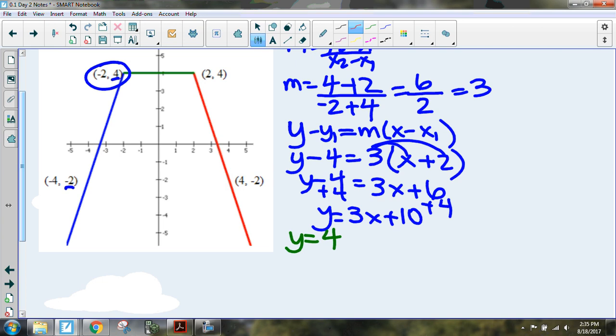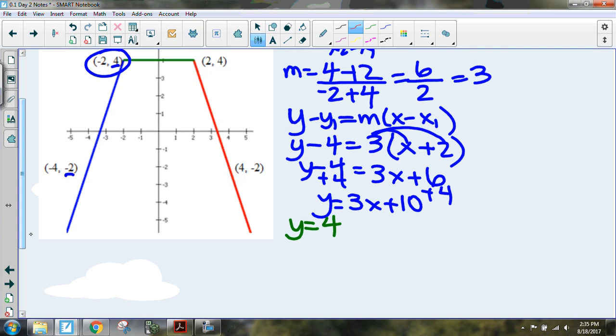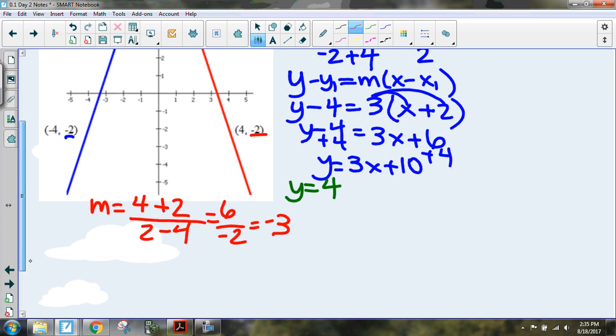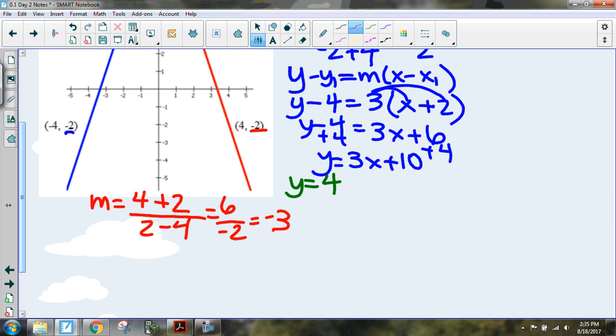So that one's not too bad. Then we want to find the equation of the red line. So, again, we're finding slope. We have 2, 4, and 4, negative 2. So 4 minus a negative 2, and then we have 2 minus 4. So this is 6 over negative 2, which gives me a negative 3.